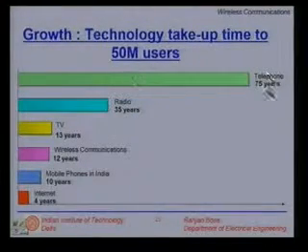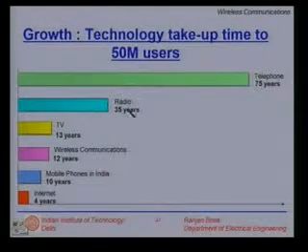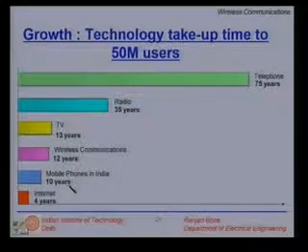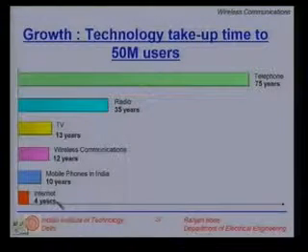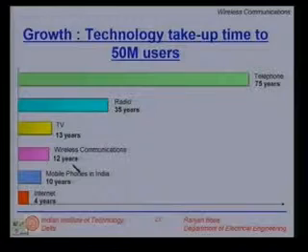Telephone took 75 years to reach 50 million users. At the same time, radio took about 35 years. TV at that time was through wireless. Now it is cable TV. It took 13 years. Standard wireless communications, 10 years. Mobile phones in India took about 10 years. We have just reached 50 million. And the internet took 4 years because of the nature of the internet. So it tells us that wireless communication is very much the way to go.